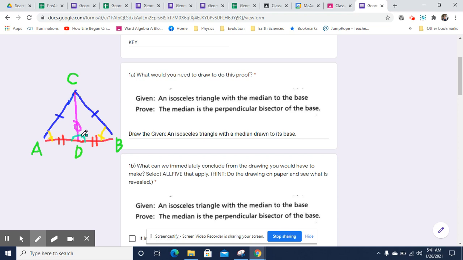And you may conclude also that since they are congruent angles and they are supplementary angles, they have to add up to 180, and two things that are the same that add up to 180 have to be 90 degrees. So they're also right angles.